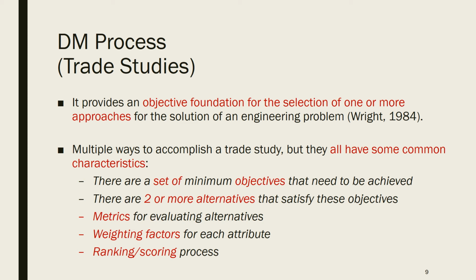It could be one, but most of the time it's a set of objectives. There are at least two alternatives that satisfy these objectives, or we at least have two feasible solutions, and we want to make our decision between them. If we have only one alternative, there is no need for a decision process or analysis, because we have to follow that option and that's it.